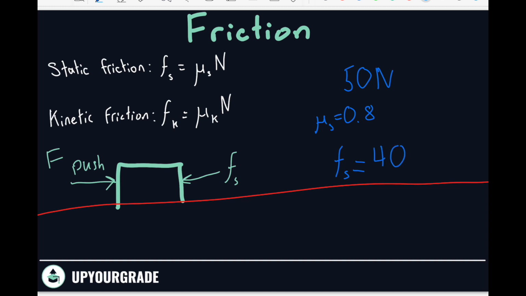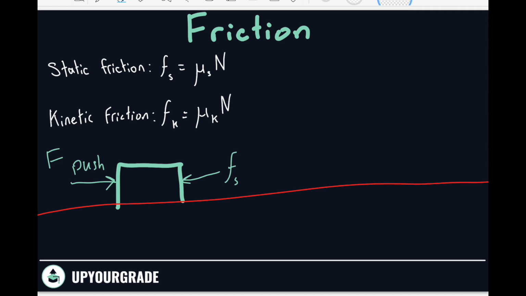And that's going to be the force that opposes motion, or the force that opposes our initial push to get the object moving. So essentially, we have to exert a pushing force of greater than 40 newtons to create a net force to push the object forward.